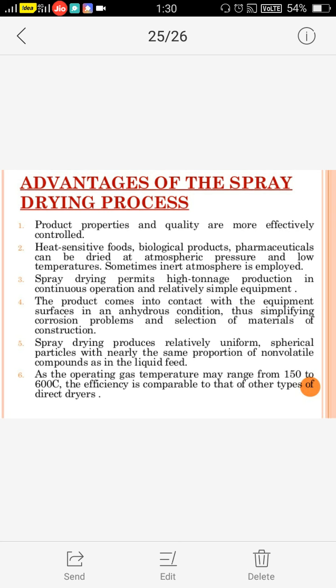materials of construction. Also, spray drying produces relatively uniform spherical particles with nearly the same proportion of non-volatile compounds as in the liquid feed. Also, as the operating gas temperature may range from 150 to 600 degrees Celsius, the efficiency is comparable to that of the other types of direct dryers.